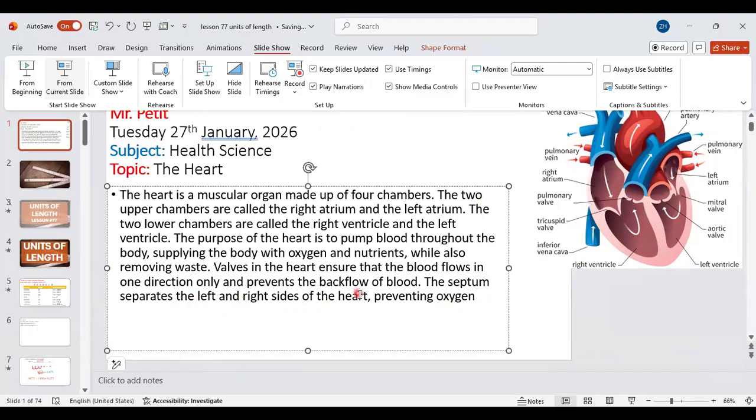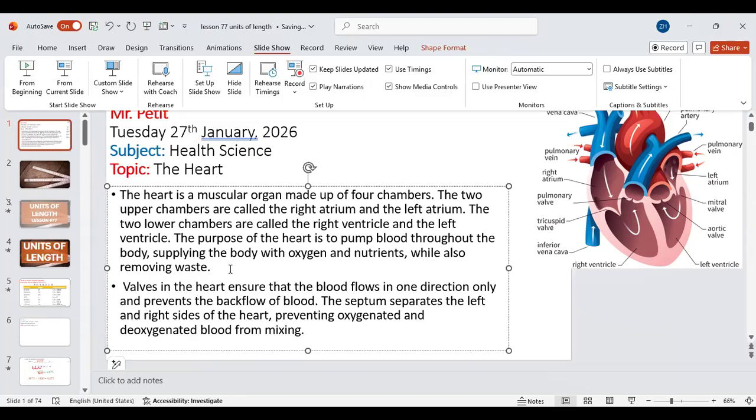You're very kind. The septum separates the left and right sides of the heart, preventing oxygenated and deoxygenated blood from mixing. Major blood vessels. Let me go ahead and separate this.